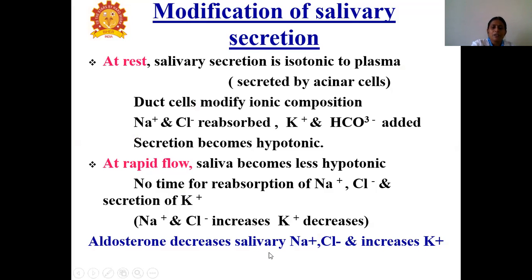Aldosterone decreases the salivary sodium and chloride ion concentration because aldosterone reabsorbs the sodium ions and secretes the potassium ion, so aldosterone decreases the sodium ion concentration and increases the potassium ion concentration.